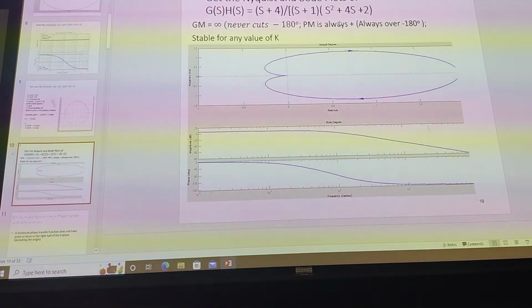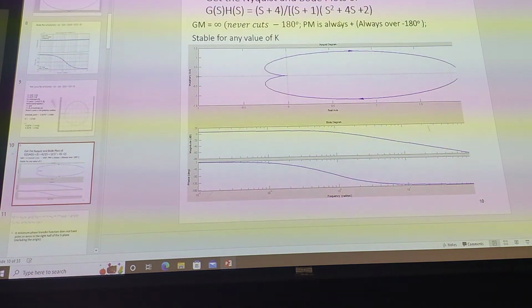Here we have a system. Look at the Bode plot. The gain margin is infinity. Why is it infinity? Because the function never reaches minus 180. It reaches minus 180 at infinity, and at infinity the function has an infinity value, or minus infinity. So the gain margin is infinity.